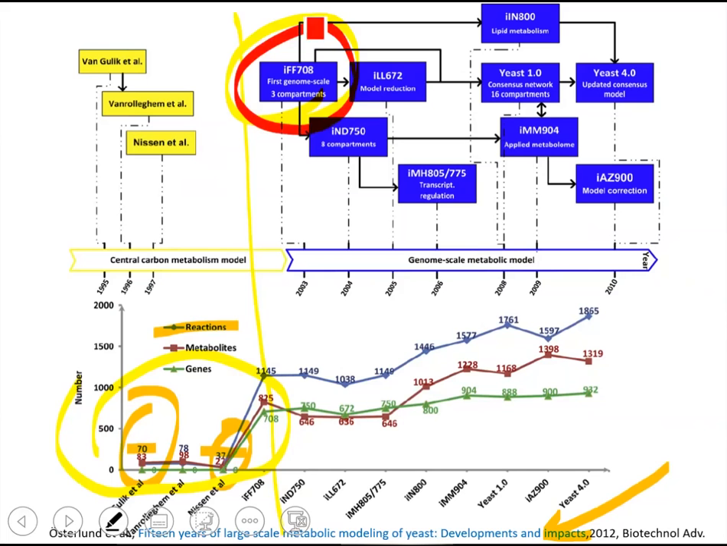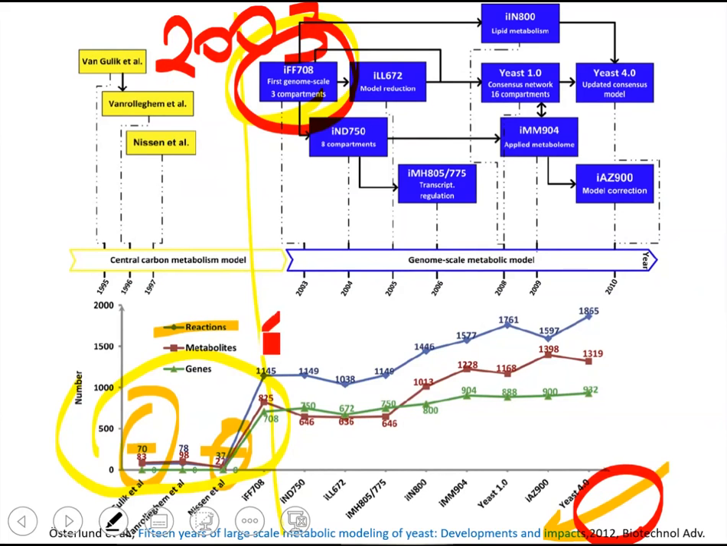And this was 2003. And the review paper is from 2012, 9 years later. So after this iFF708, many different updated versions of the Saccharomyces cerevisiae, the yeast genome-scale metabolic network model, were published.